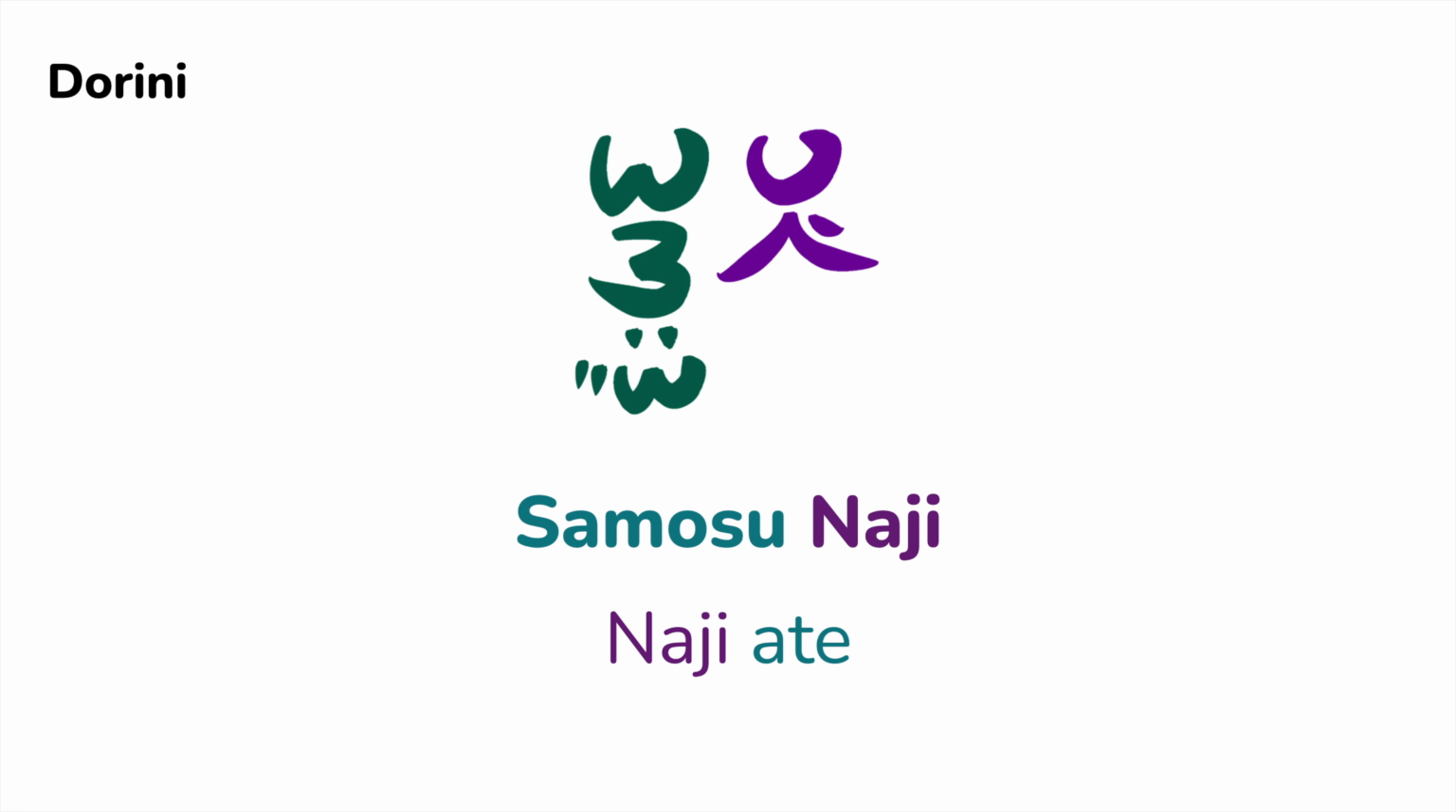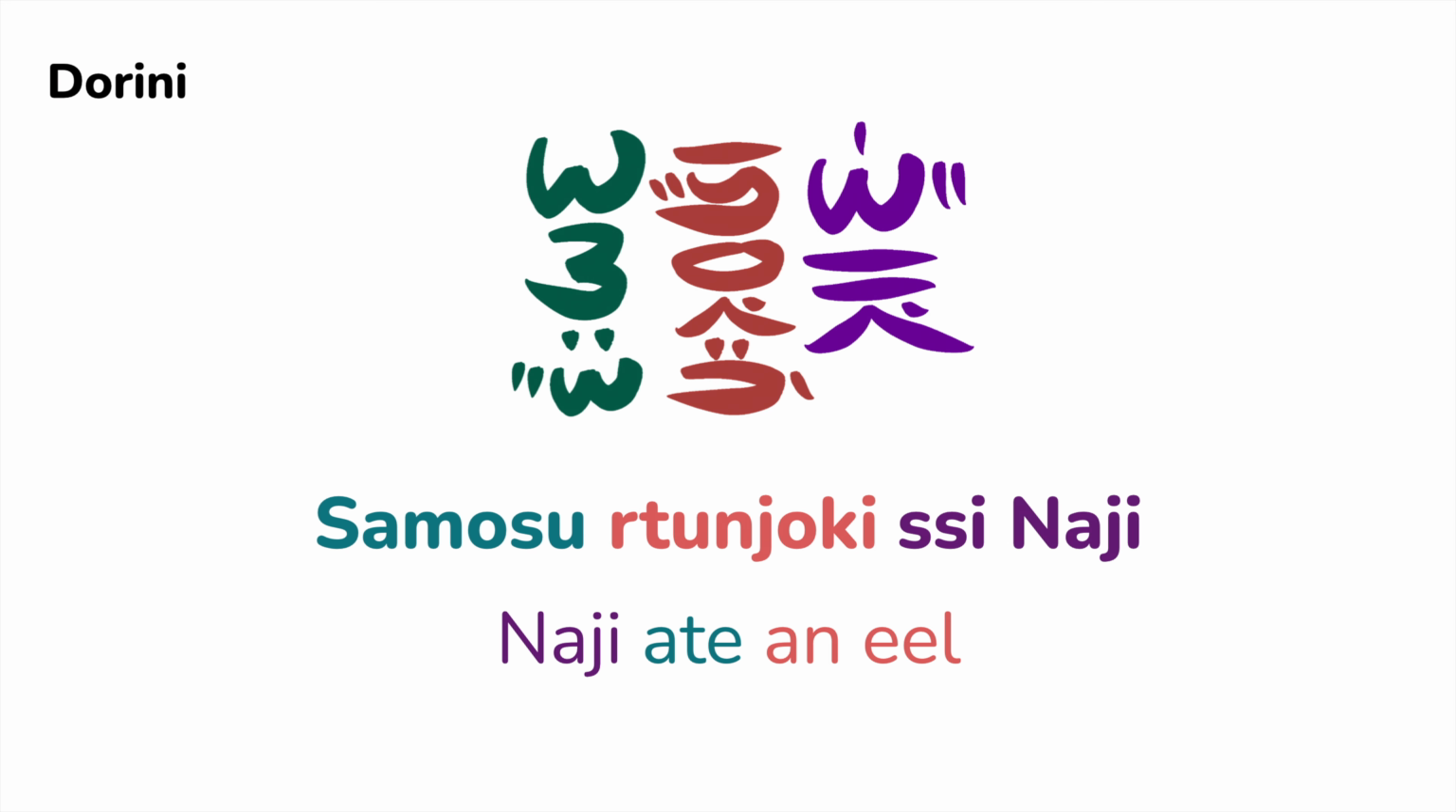The sentence naji e can be translated as samoso naji. The verb comes first, samoso, and the topic comes last, naji. When you add another noun in here, it goes in between. Naji e and iyo would be samoso tondrokis naji. Verb first, topic last, everything else in the middle.